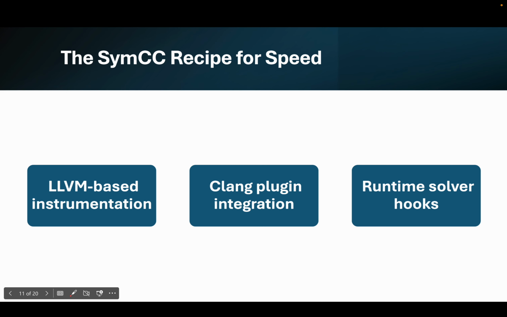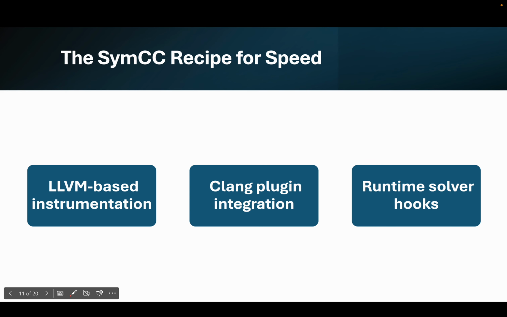So the SymCC recipe for speed is our focus today. To understand where SymCC's performance gains come from, we need to look under the hood of its compilation-based approach. First, SymCC integrates with LLVM, a powerful compiler framework used by Clang. During compilation, SymCC automatically instruments each conditional branch to capture the decisions that code makes at runtime. This replaces the slower instruction by instruction interpretation you see in older symbolic executors like KLEE.